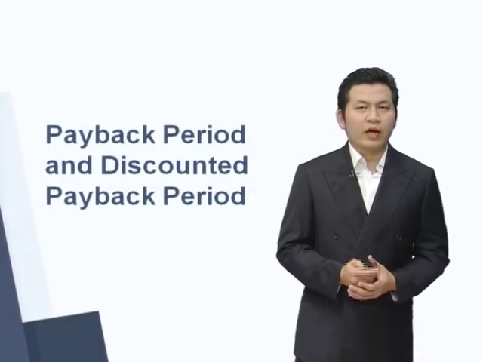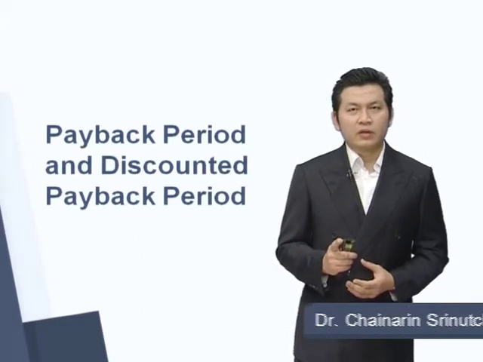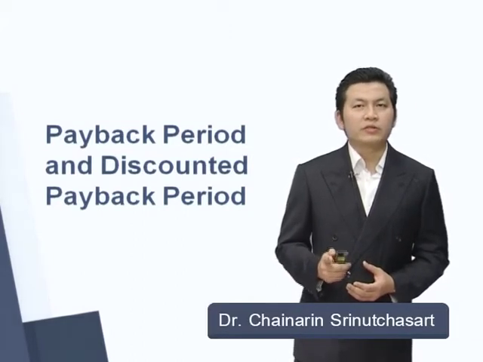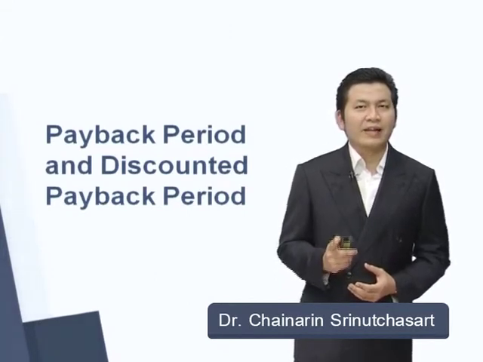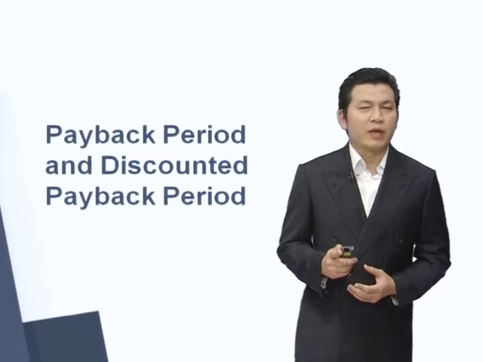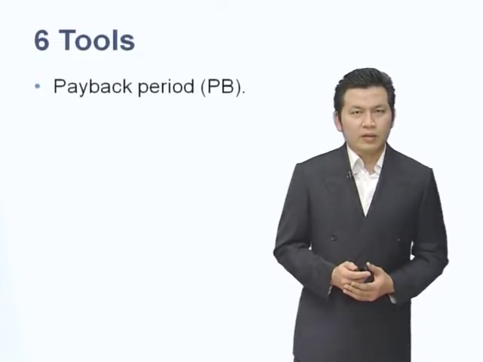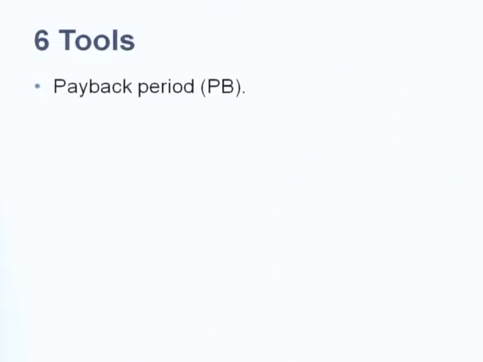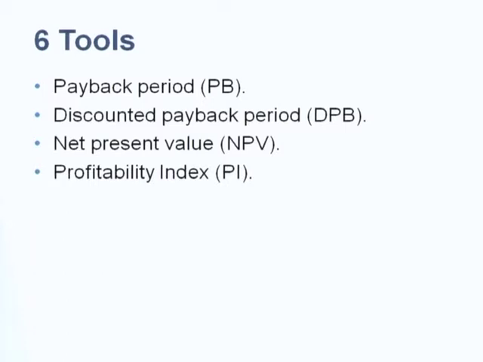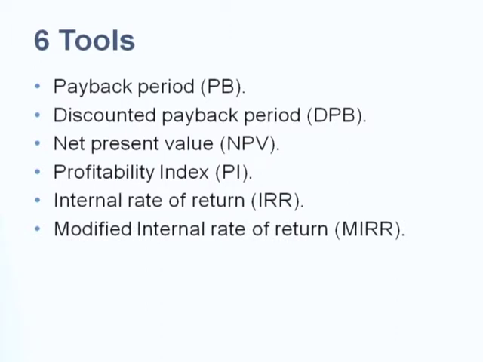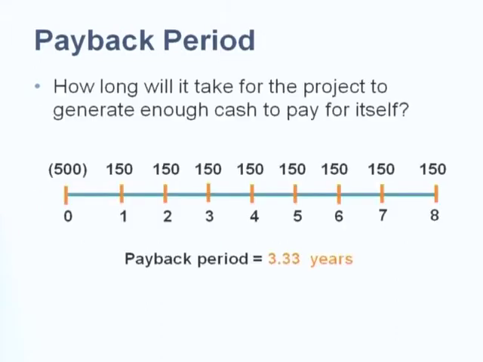Okay, right now we are trying to find the answer. Do we want to accept or reject the project? So we need to use the tools to find that answer, and one of them is payback period. Not only payback period, you actually have 6 different tools: payback period, discount payback period, net present value, profitability index, IRR, and modified internal rate of return, or MIRR. So let's start off from the first one, right?